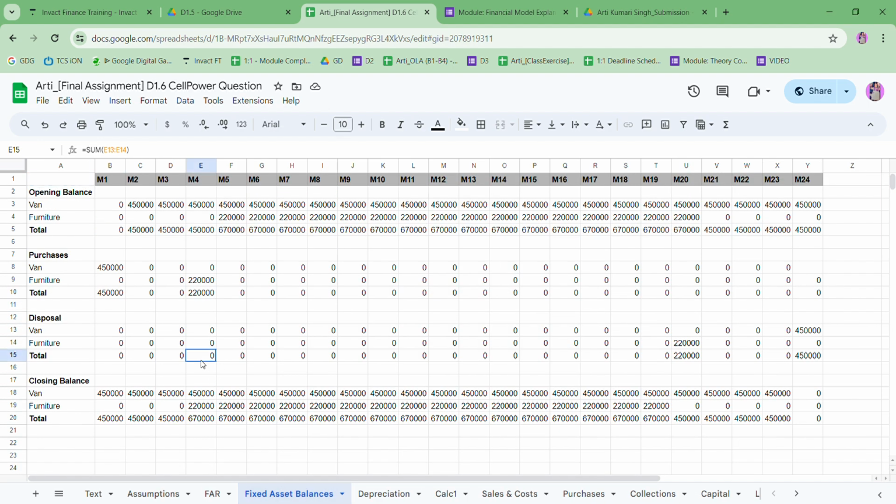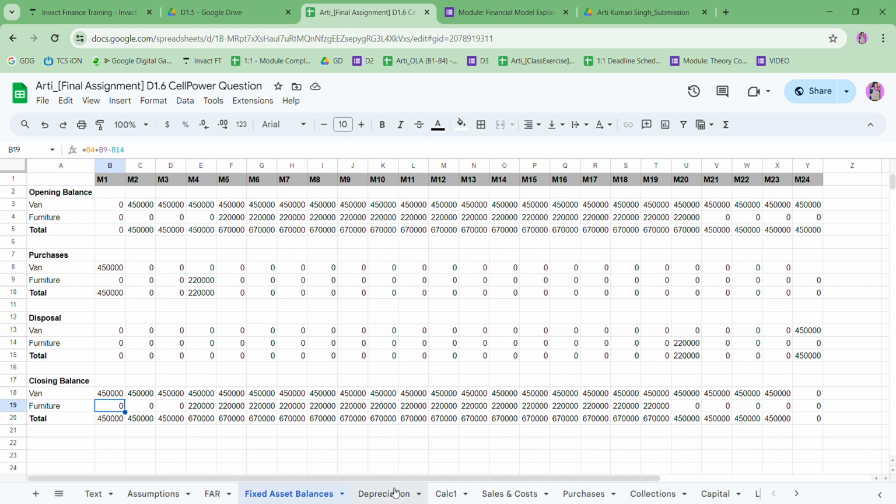In fixed asset balances we can see all the information related to fixed assets. Here we can see that in month 1 a van has been purchased, and in month 4 furniture has been purchased. Disposal can also be seen clearly: in month 20, furniture has been disposed. This effect can also be seen in the closing balance. How have we calculated our closing balance? We have added the opening balance with purchases and deducted the disposal amount, so that we can get the closing balance of the fixed asset.